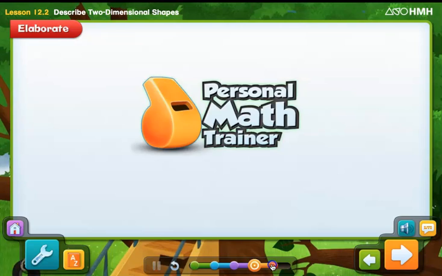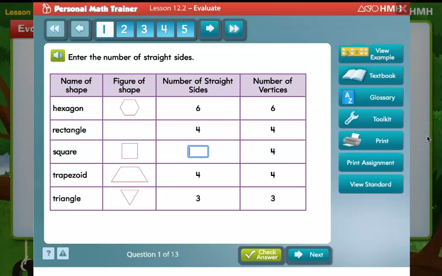Now let's practice. Okay, we'll do a couple of exercises here. All right, enter the number of straight sides. We know that a hexagon, this is what it looks like. It has 6 straight sides and 6 vertices or corners.